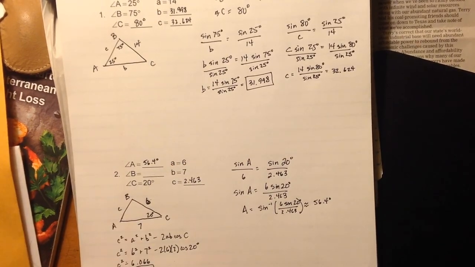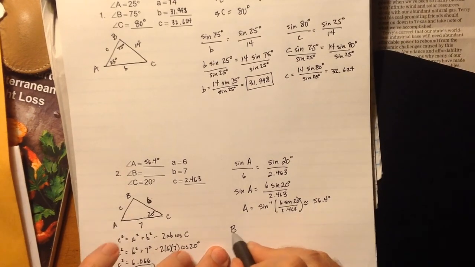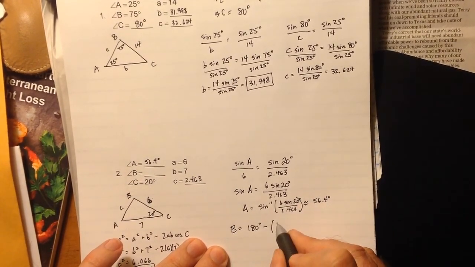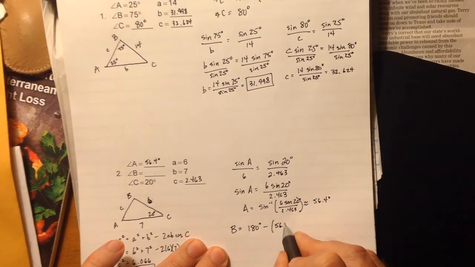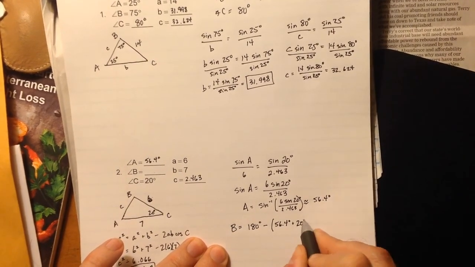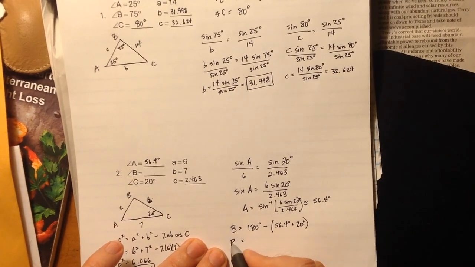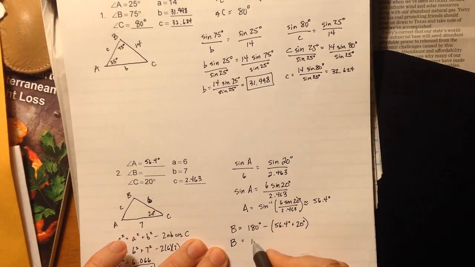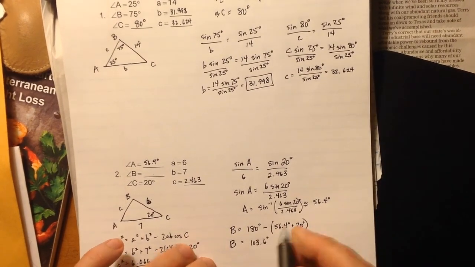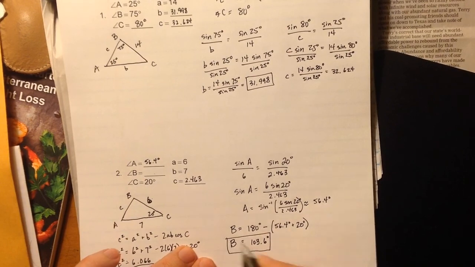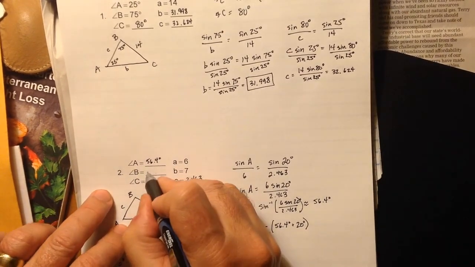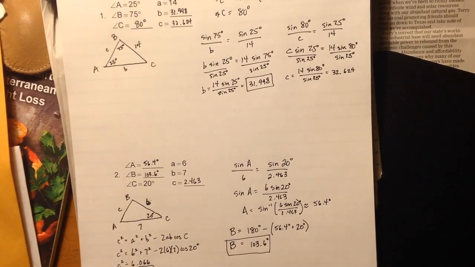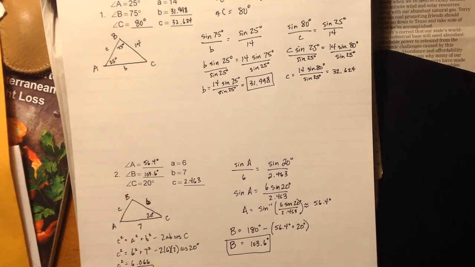Okay? To find B now, I'm going to take 180 and subtract 56.4 plus 20. And when I do that, I'm going to find out that angle B is 103.6. Sure enough, it is obtuse. So using law of sines to find angle B would have been a mistake. That would not have worked very well. It would not have given me that angle. It would have given me an acute angle instead. All right?